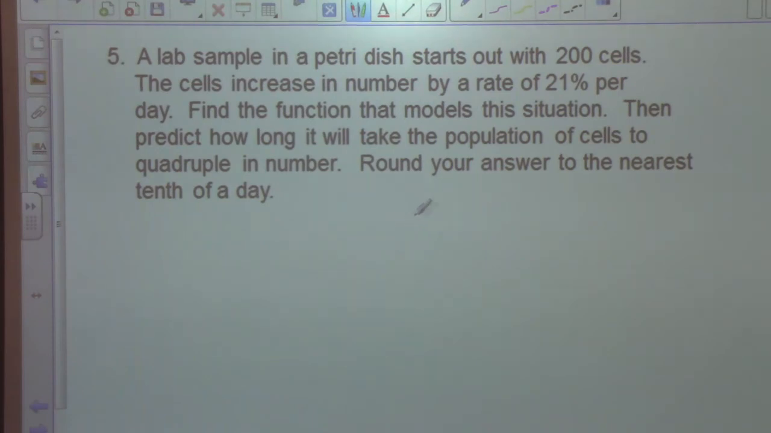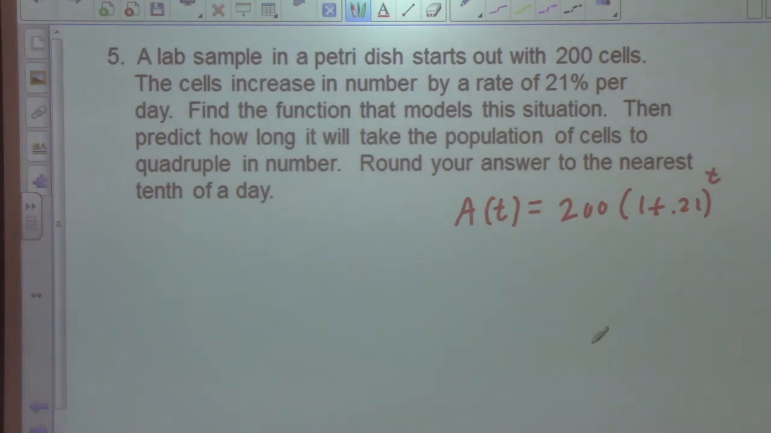What is your function that models the situation? Do I have to say it? F of T equals P sub 0 times... In this case, they gave us P sub 0, right? So we're going to start with 200, times 1 plus 0.21, which is 1.21, to the power of T.